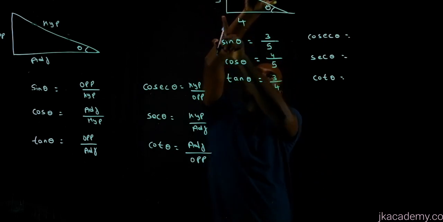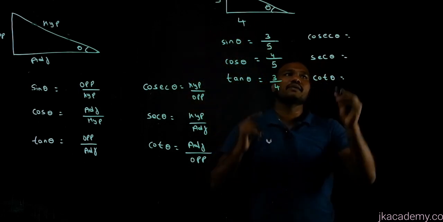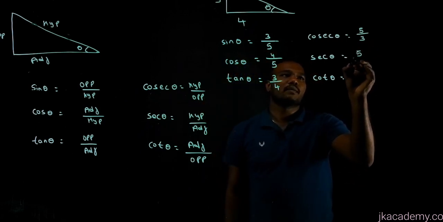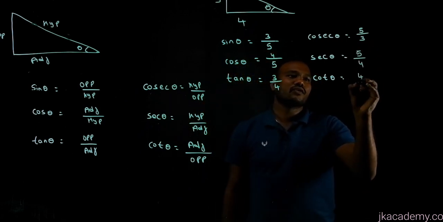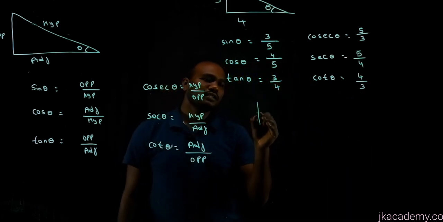That is 3 by 4. Next, cosecant theta. I know sine, so I'll just reverse it. 5 upon 3. I reverse it, 5 upon 4. I reverse it, 4 upon 3. That's it, done. One more question.